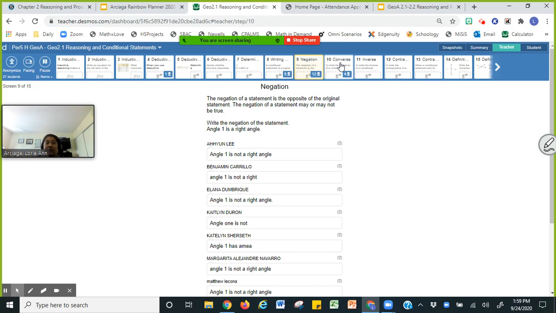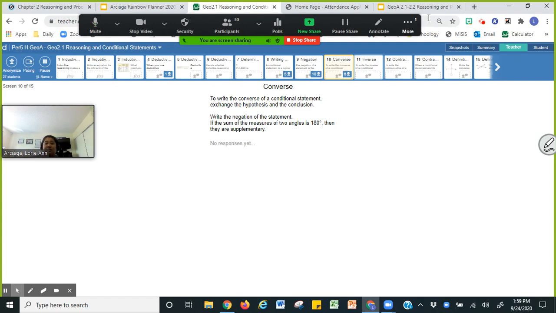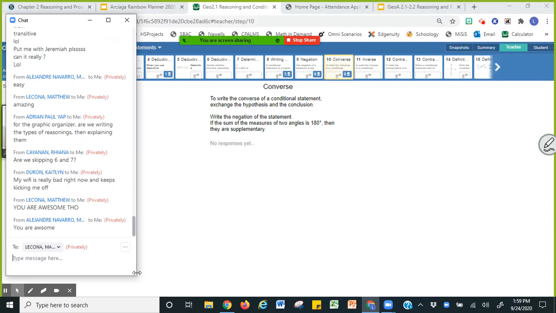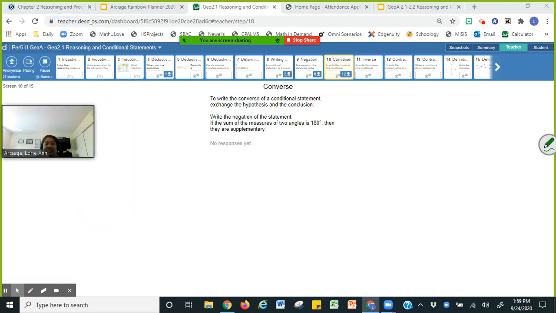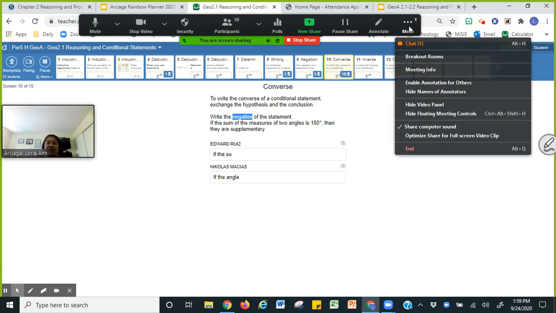Next, slide 10: converse. To write the converse, pretty much you reverse. Thanks, Matthew and Maggie. So to write the converse, ooh, I forgot to put write the negation of the statement. Pardon me for that, that's not correct. It should be write the converse. Dang, Arciaga. They just said you're awesome and then you messed up.